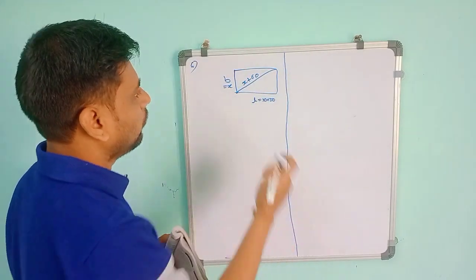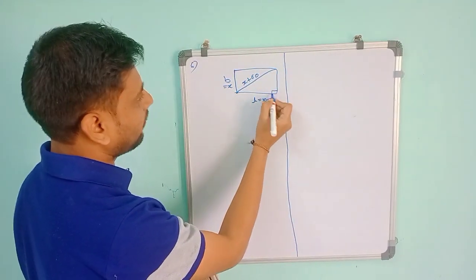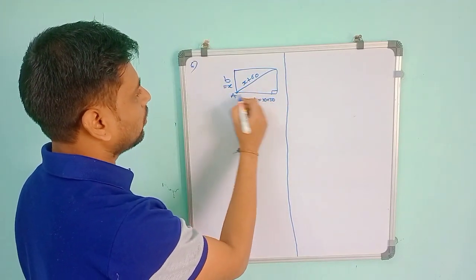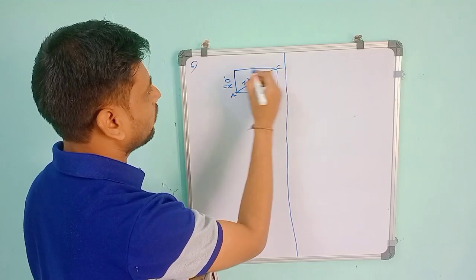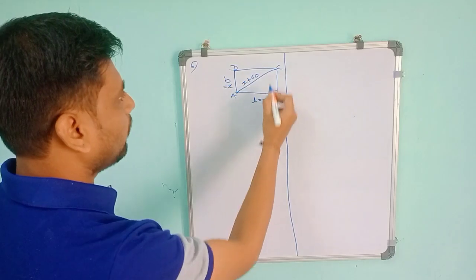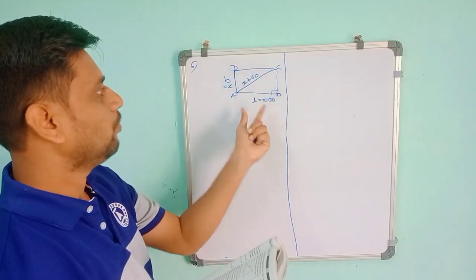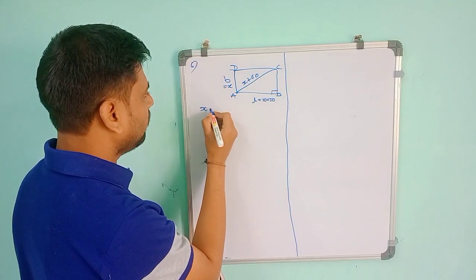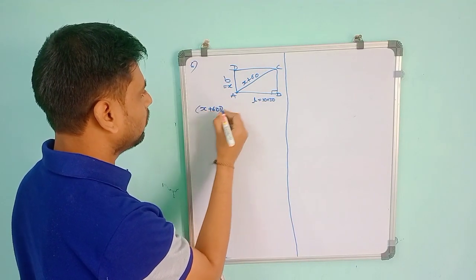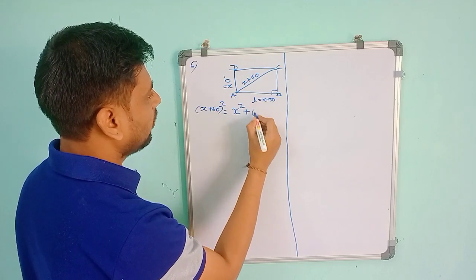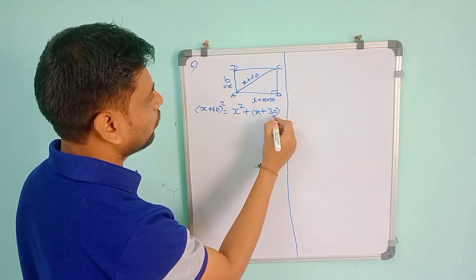One formula you have to remember, because it is 90 degrees: the Pythagoras theorem. For the rectangle A, B, C, D, AC square is equal to AB square plus BC square, because the hypotenuse square is equal to base square plus altitude square. So it will become x plus 60 whole square is equal to x square plus x plus 30 whole square.